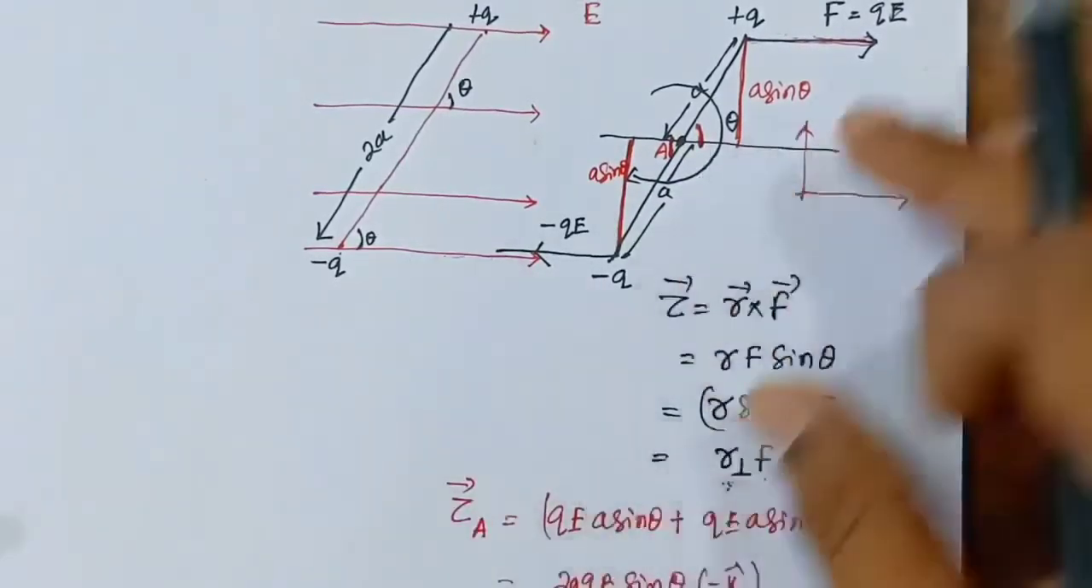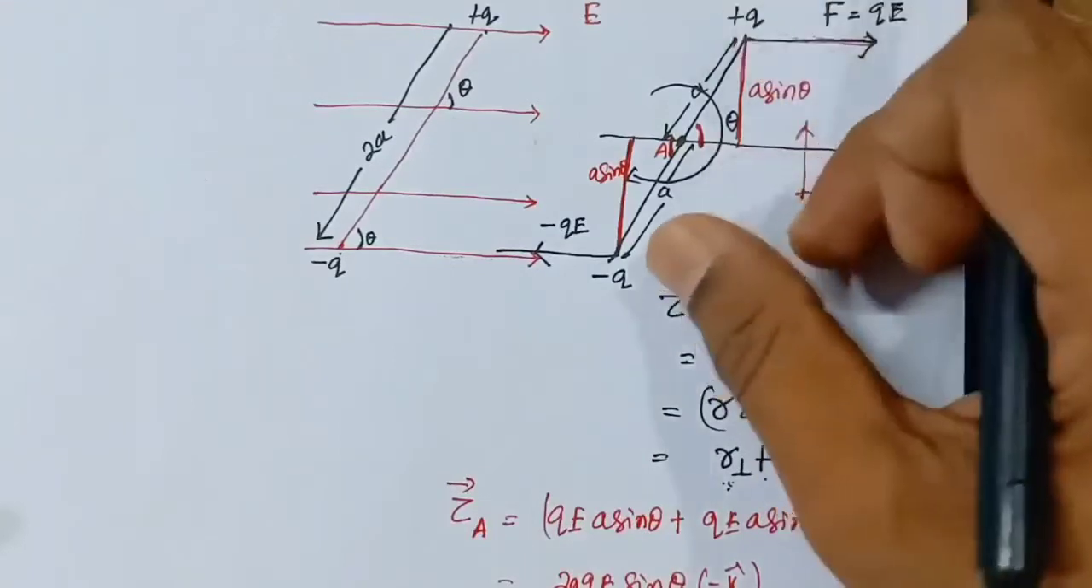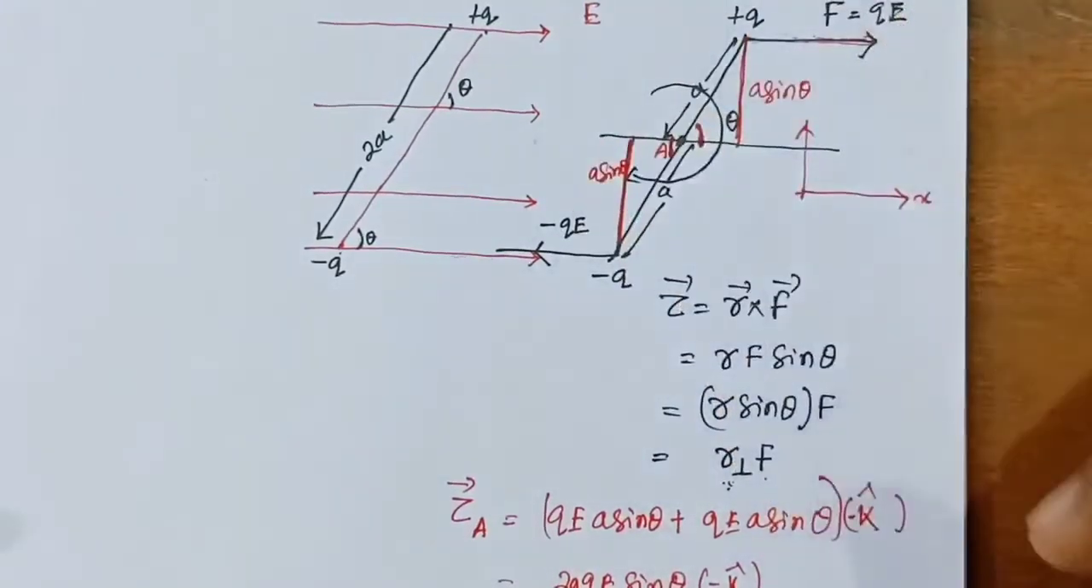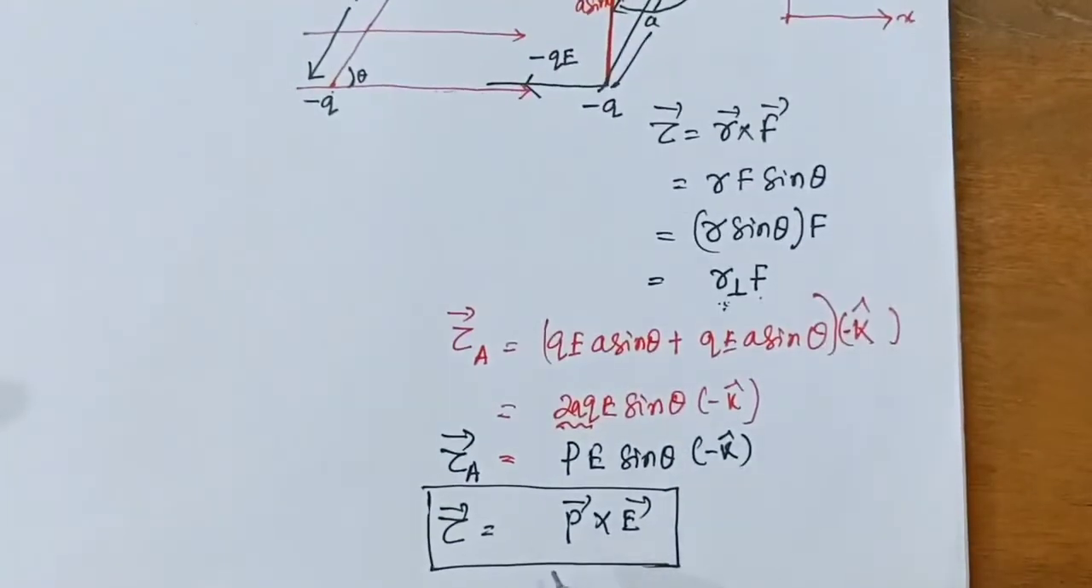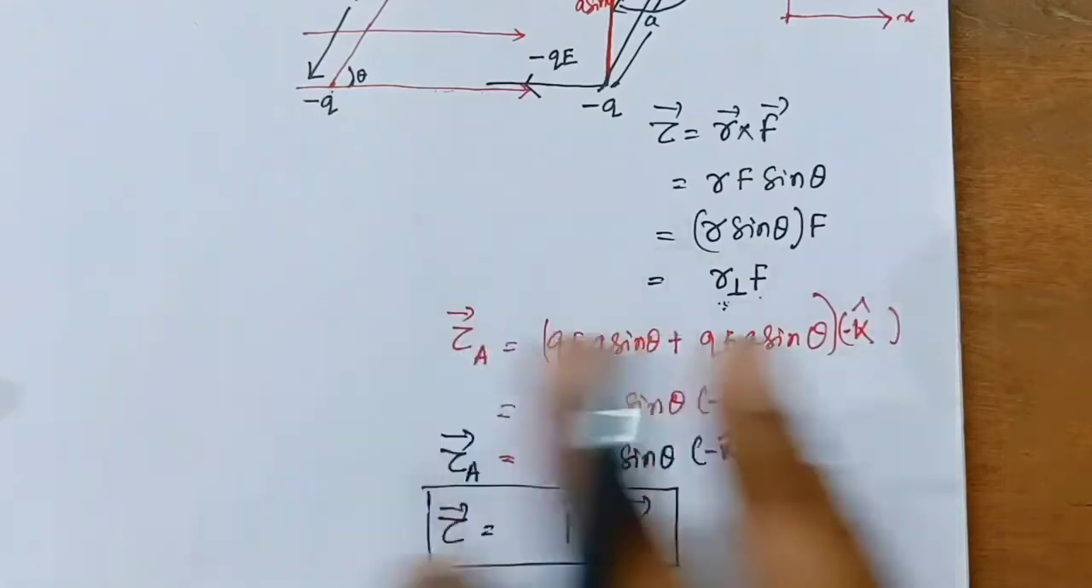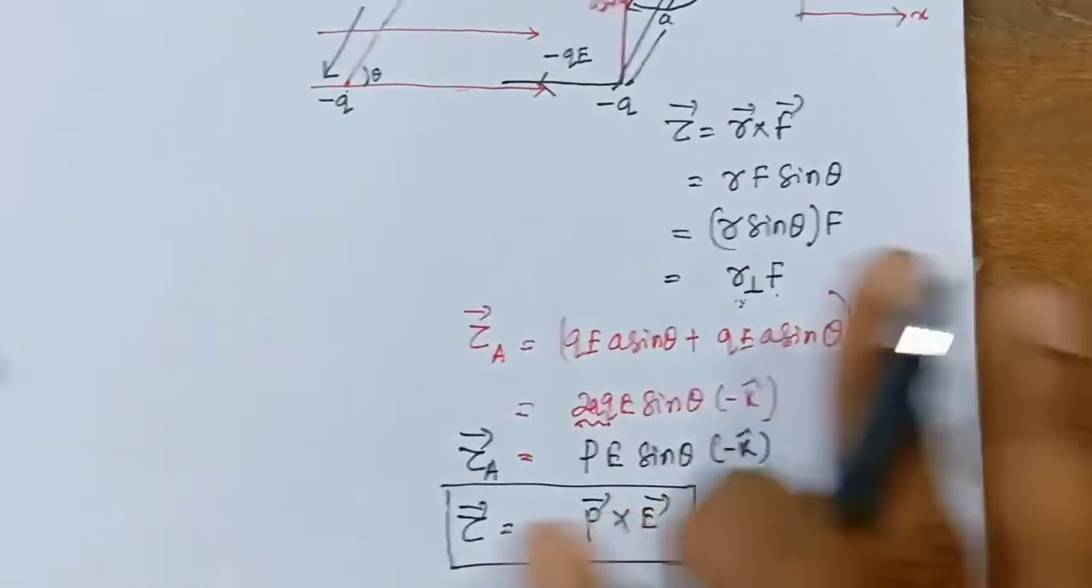So what will happen? This torque is clockwise, and this is also clockwise torque. So both torques will be in the same direction. I will simply add them up and reach a very heuristic conclusion that tau equals P cross E. Students must add that to the checklist.